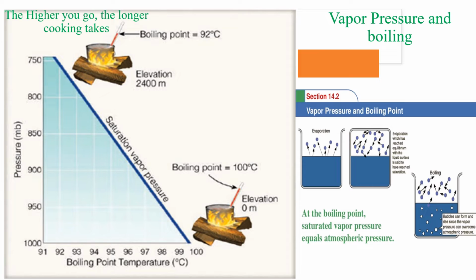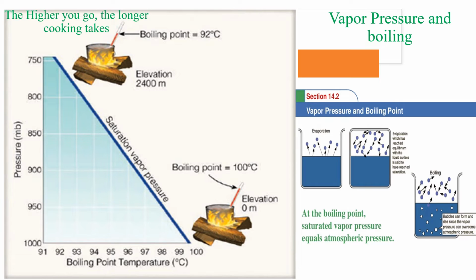To understand this observation, we need to examine the relationship between vapor pressure and boiling point. As water boils, bubbles of vapor rise to the top of the liquid and escape. For this to occur, the saturation vapor pressure exerted by the bubble must equal the pressure of the atmosphere. Otherwise, the bubble would collapse. Boiling, therefore, occurs when the saturation vapor pressure of the escaping bubble is equal to the total atmospheric pressure.